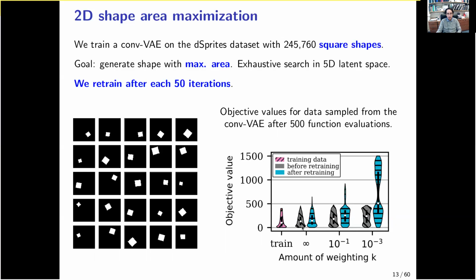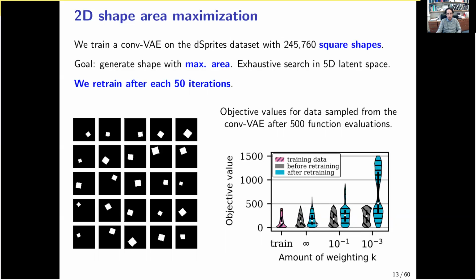The original variational autoencoder model, and we see that as we increase the amount of weighting, with k equal to 10 to the minus 3, the model generates more data points with improved objective values when we compare it with the pink curve. And after the optimization process, we show the samples generated by the model in blue.